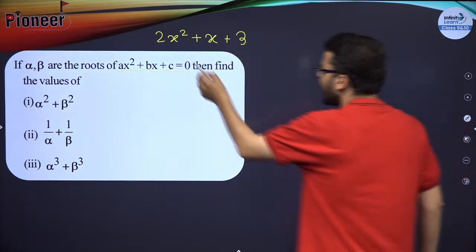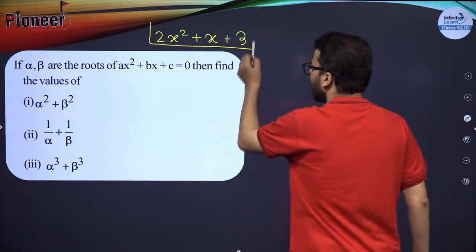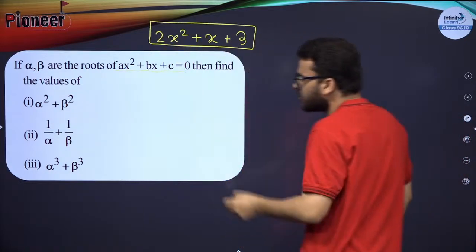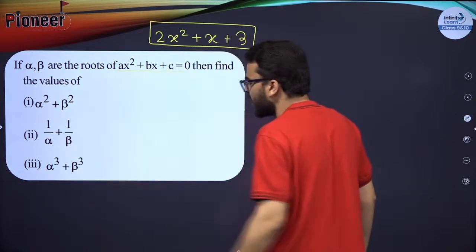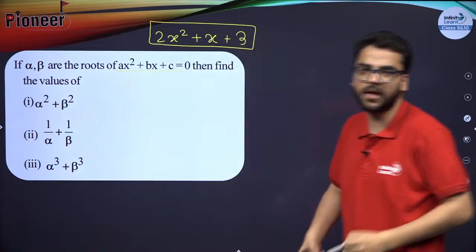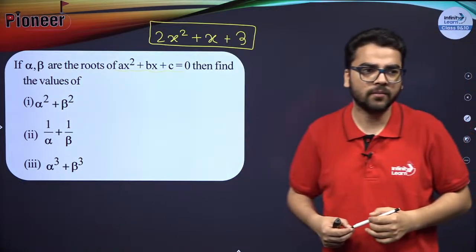So for this quadratic polynomial 2x square plus x plus 3, can you find the values of alpha square plus beta square, 1 by alpha plus 1 by beta, alpha cube plus beta cube? So just do it one by one.